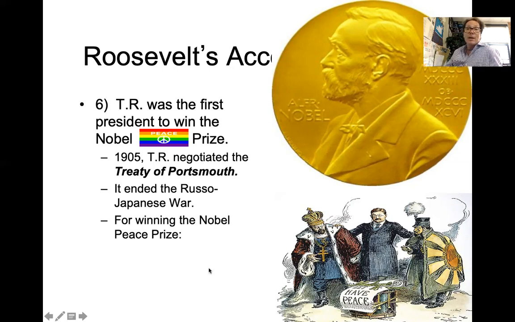Future presidents who will win the Nobel Peace Prize will include Woodrow Wilson, James Earl Carter, also known as Jimmy Carter, and of course, former President Barack Obama. And by the way, for winning the Nobel Peace Prize, Theodore Roosevelt won $36,735. Pretty good big money back in the day.